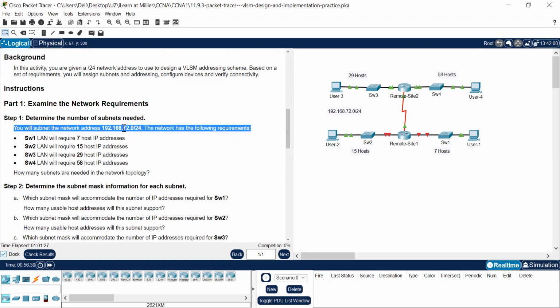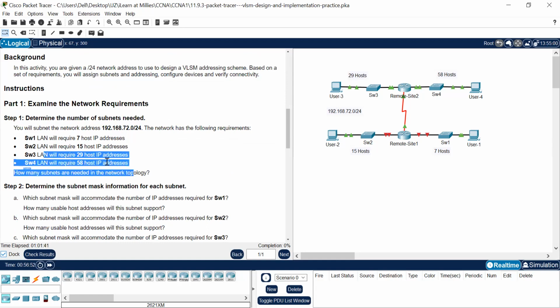In real life, this is the network address you're given by your ISP, that's your service provider. After all, I need internet. I have this number of hosts or devices on my network, and they give you an address to meet those requirements. So here we have 192.168.72.0. That's the network address from the ISP. Then for the requirements, we have 58, 29, 15, 7 hosts for 4 LANs, switch 1 up to 4.